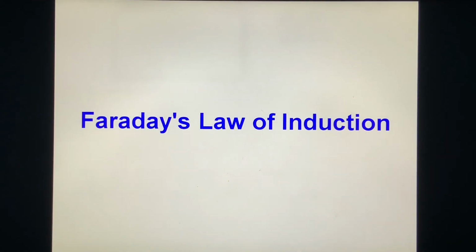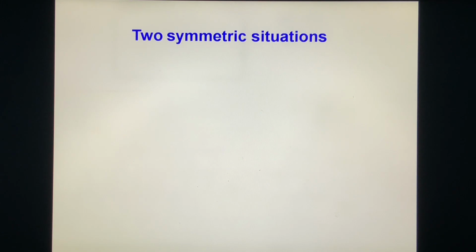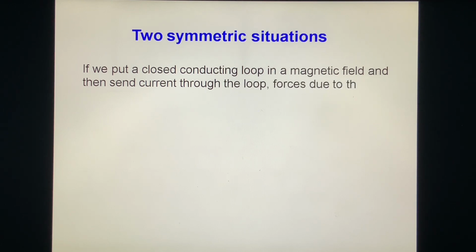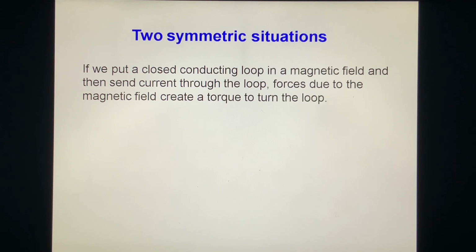Faraday's law of induction. Two systematic situations. If we put a closed conducting loop in a magnetic field and then send a current through the loop, forces due to the magnetic field create a torque to turn the loop. Current loop plus magnetic field, which produced a torque.